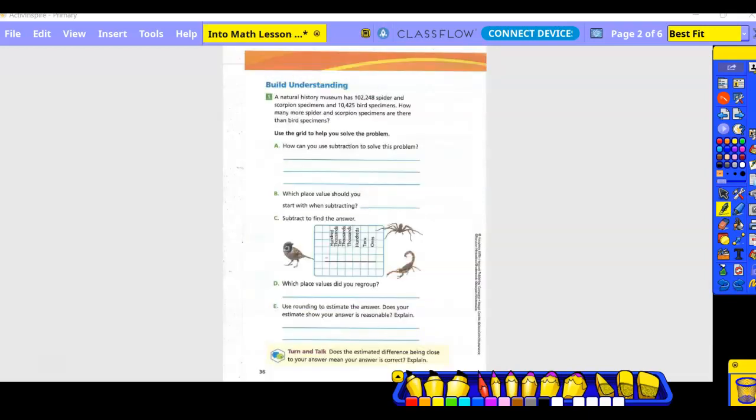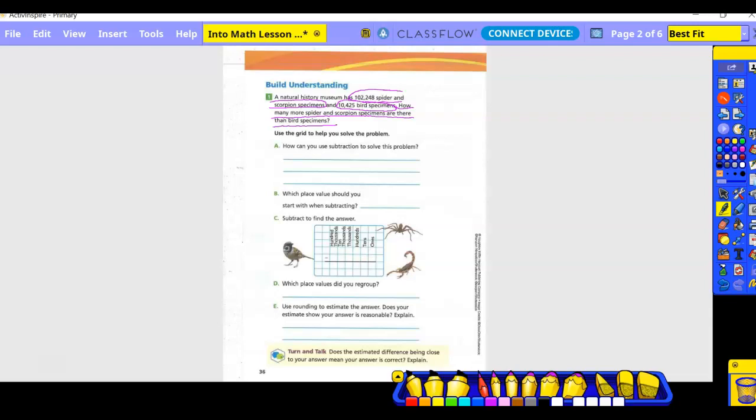Build understanding. A natural history museum has 102,248 spider and scorpion specimens and 10,425 bird specimens. How many more spider and scorpion specimens are there than bird specimens? Okay, so let's draw out our information. So we need to circle 102,248 spider and scorpion specimens. We need to circle 10,425 bird specimens, and then we're looking for how many more spider and scorpion specimens are there than bird specimens.